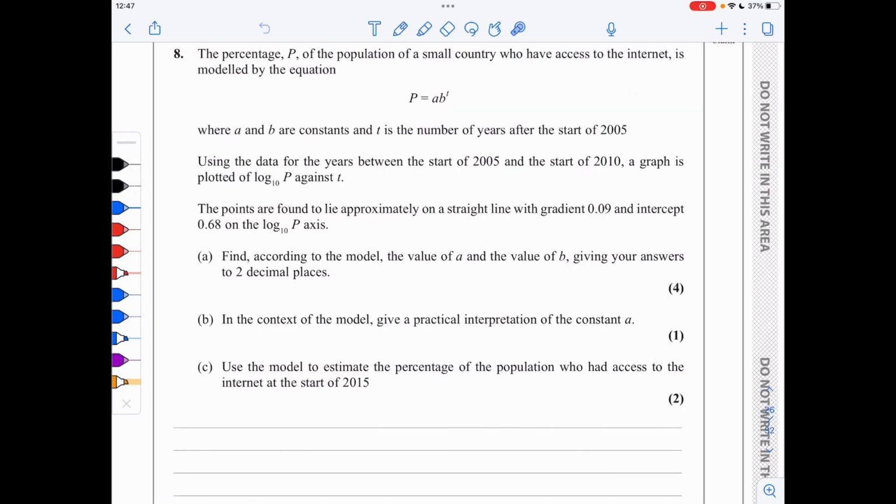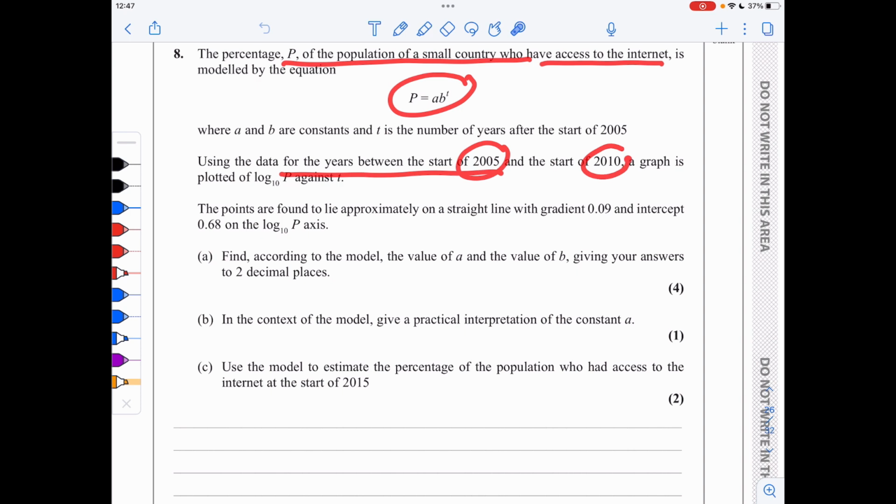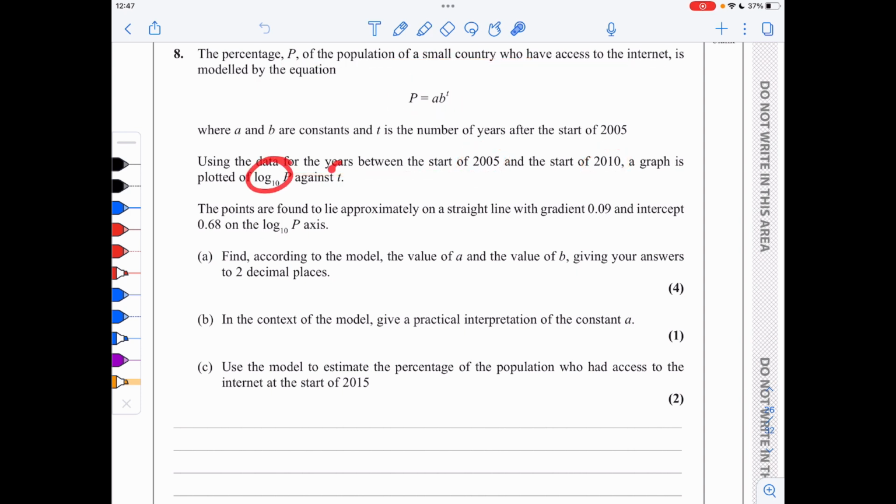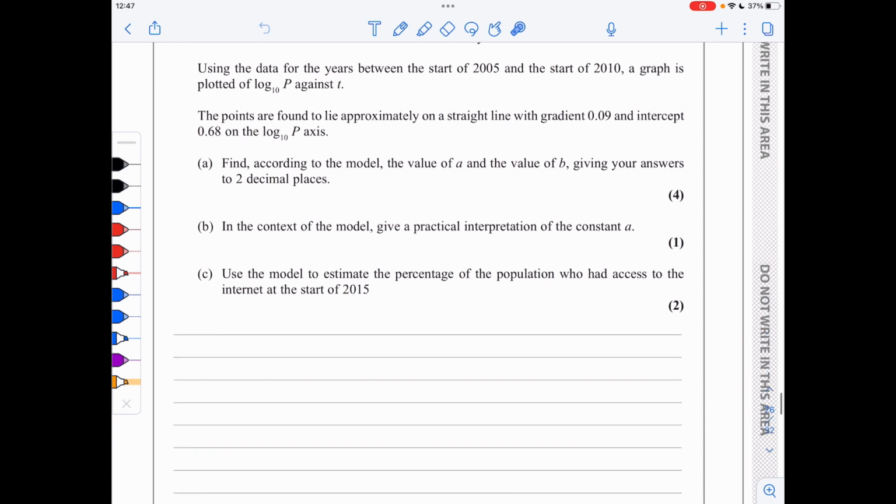In question 8, we are told that the percentage of the population of a small country having access to the internet is modeled by this equation here, and using the data for 2005 to 2010, we have plotted log P against T, and we find that the points lie approximately on a straight line with gradient 0.09 and intercept 0.68. We need to find the value of A and the value of B. So since we are told the gradient and the y-intercept of this straight line, we can say that log of P base 10 is equal to 0.09t plus 0.68.